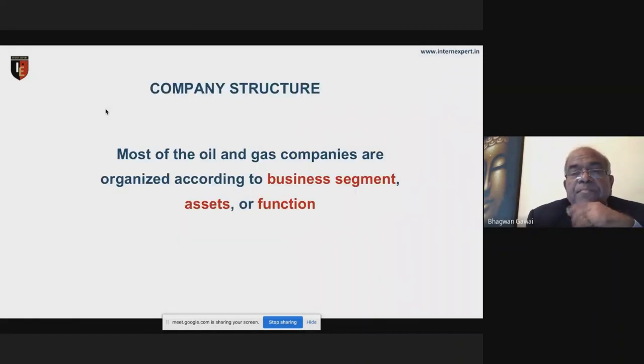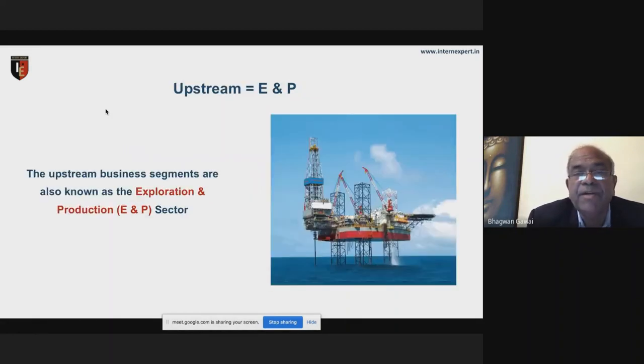What is upstream? Most oil and gas companies are organized according to business segment, assets, or function. Upstream is exploration and production, a business segment called exploration and production. Can anyone tell me, please, what is upstream?